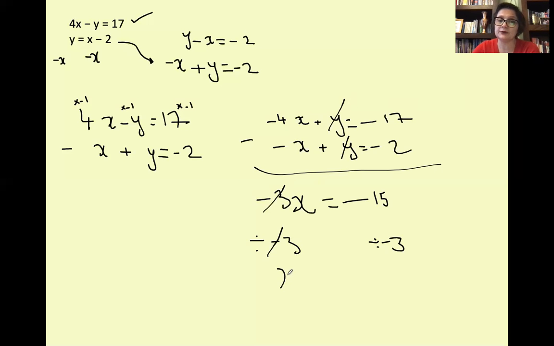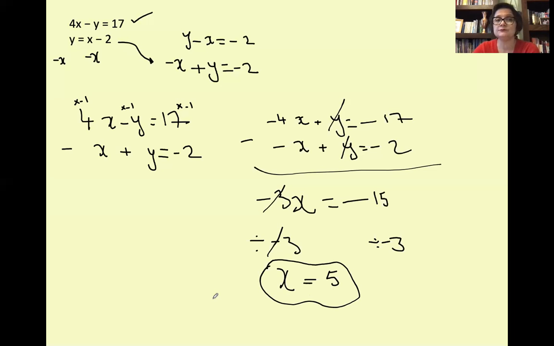And I'm going to have the value of x, which is x equals minus 15 divided by minus 3. The answer is going to be positive 5 because you divide two negative numbers.